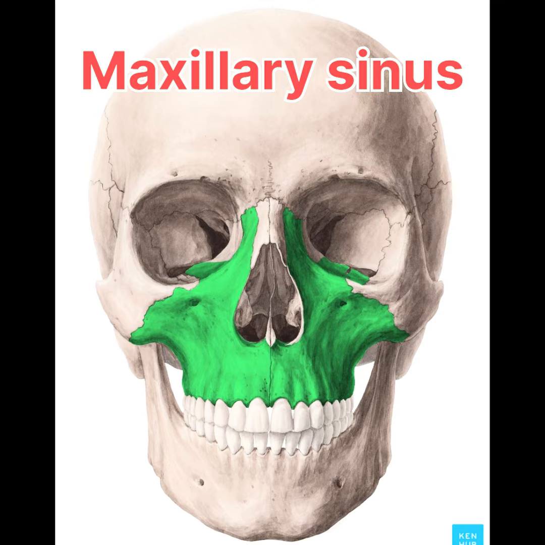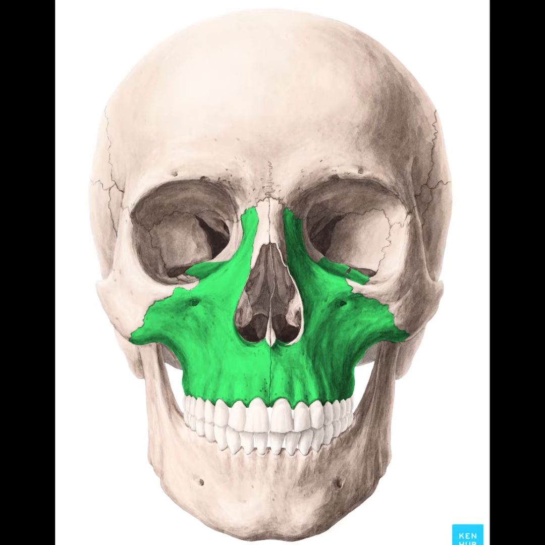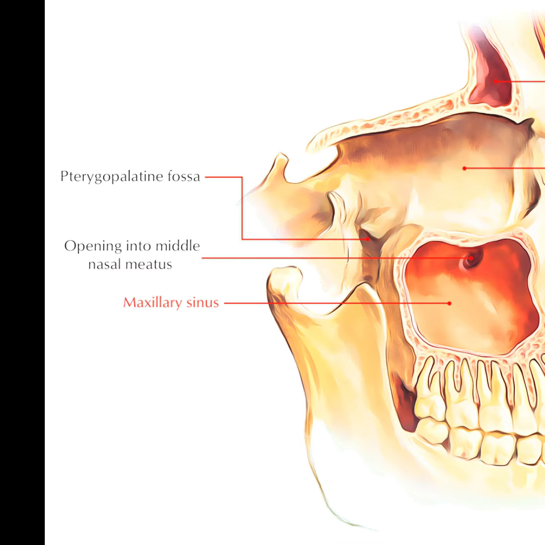Today I am going to explain a short topic which is frequently asked in an exam. Today I am going to talk about the maxillary sinus, which is also called the antrum of Highmore. It is an air-containing space that occupies the maxillary bone bilaterally. It is the largest of the paranasal sinuses.